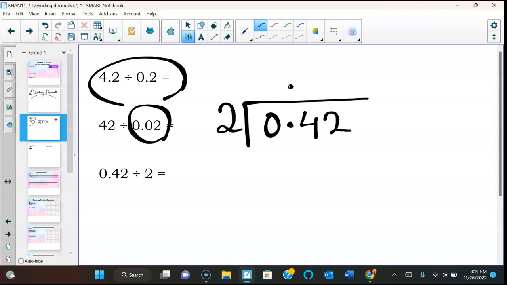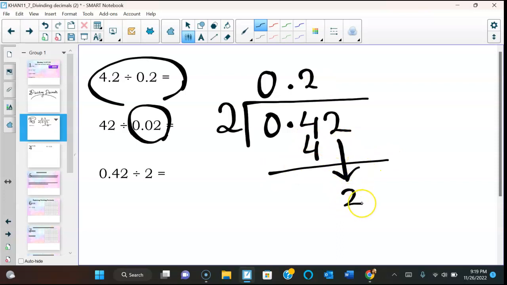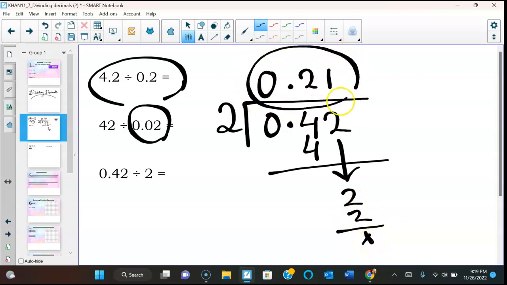Now, 0, you cannot divide 2 with 0, so 0 will be here. 2 times 2 is 4. Drop 2 here. 2 times 1 is 2. And our answer is 0.21.